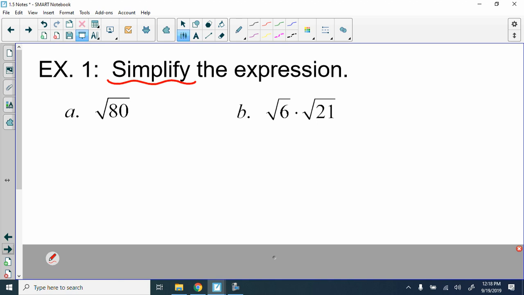So we're starting here with the square root of 80. So just write down one at a time here for me. So we want to start thinking about our perfect square factors. So since I'm not with you, we list them out. 1 squared is 1, 2 squared is 4, 3 squared is 9, 4 squared is 16, and so forth. So you should know these probably up to 12.